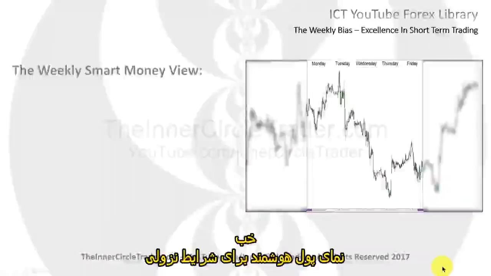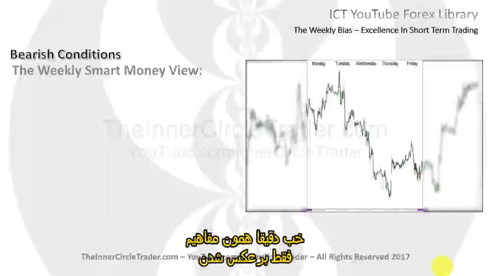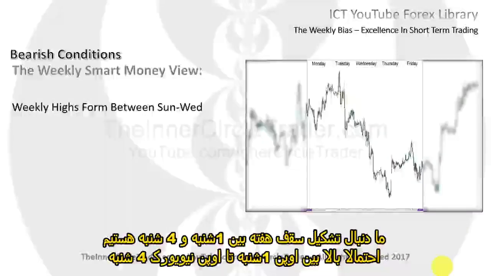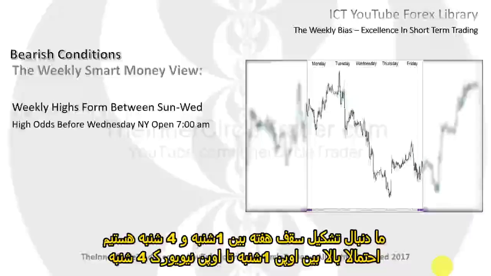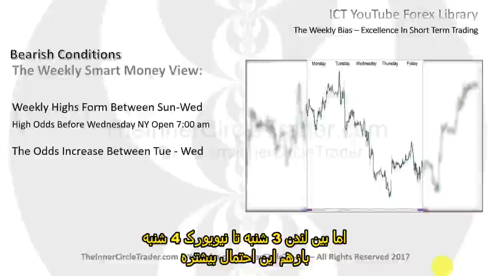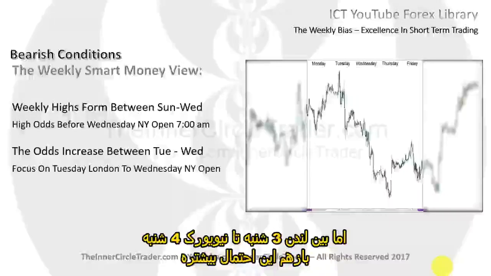The weekly smart money view for bearish conditions. You can see here we have the same thing, just reversed. We're looking for the weekly high to form between Sunday and Wednesday. High odds between Wednesday's New York Open, 7 a.m., from Sunday's opening. That's what we're looking for. But the odds further increase between Tuesday's and Wednesday's trading, specifically focusing on Tuesday's London Open to Wednesday's New York Open.